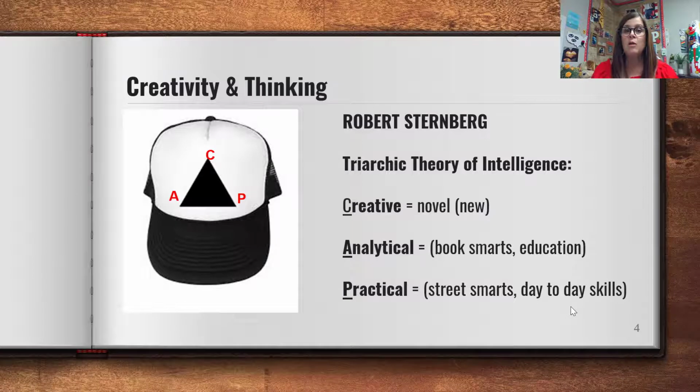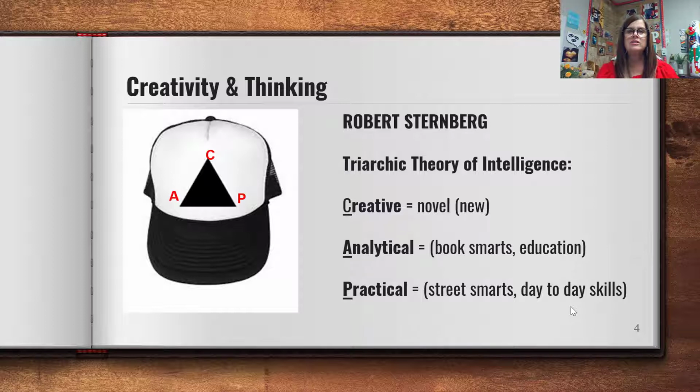There's a psychologist by the name of Robert Sternberg, and he believes in something called the triarchic theory of intelligence. He believes that people have three different forms of intelligence, and this intelligence allows us to approach problem solving from different perspectives. Those three types of intelligence are creative intelligence, analytical intelligence, and practical intelligence, or if you can remember the acronym CAP, a triangle, CAP.